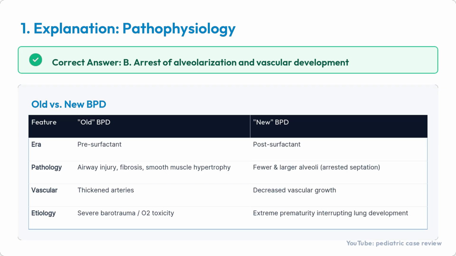The correct answer is option B, arrest of alveolarization and vascular development. Unlike the old bronchopulmonary dysplasia, which was characterized by airway injury and fibrosis from severe barotrauma, the new form is primarily due to extreme prematurity interrupting normal lung development. This results in fewer and larger alveoli, along with decreased pulmonary vascular growth.